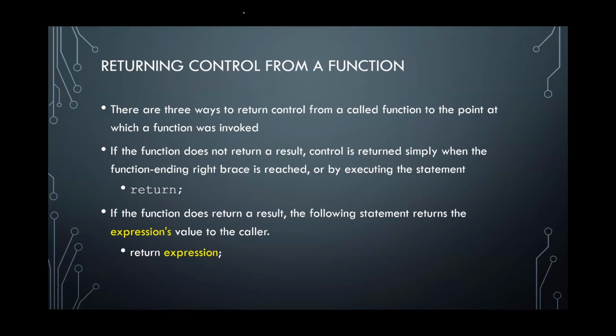Returning control from a function. There are three different ways that we can return control. The first way is to end. If you get to the end of it, control is simply returned, whether you find the curly bracket or if you have a return. And you can do a return with a semicolon with no values in it.